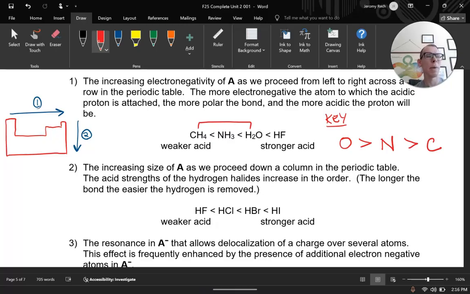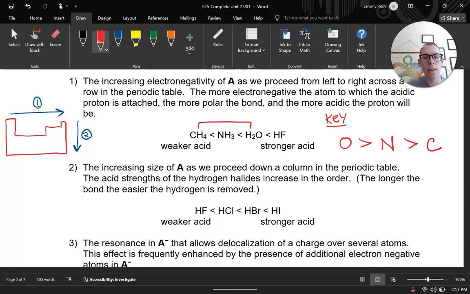Now, we don't really move up and down the periodic table much because most of our stuff is just in that carbon, nitrogen, oxygen range. But as we go down the periodic table, our size gets bigger and bigger. If we think of HF, HCl, HBr, and HI, fluorine is the smallest, and then chlorine gets bigger, bromine gets bigger, iodine gets bigger, just because we're adding more and more shells. You're getting an increase in the total amount of orbitals that exist.